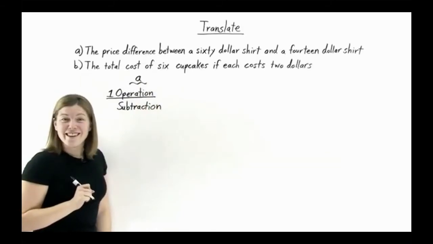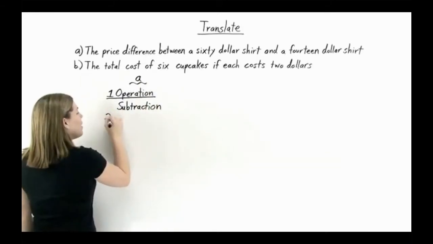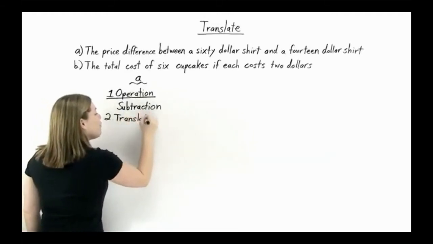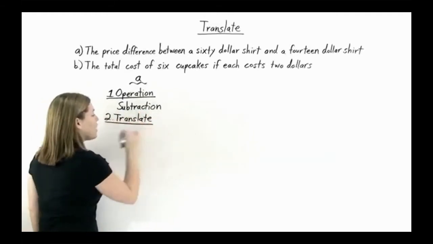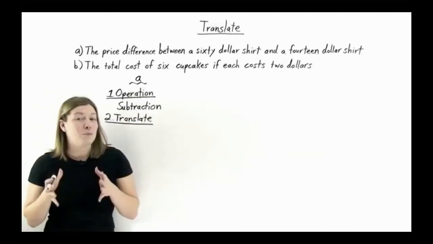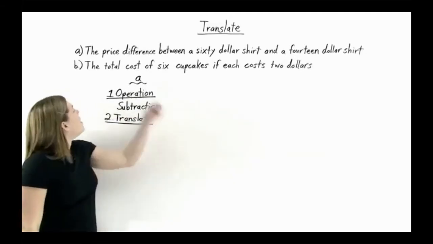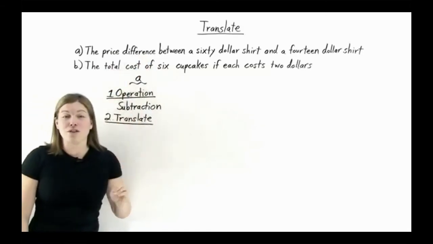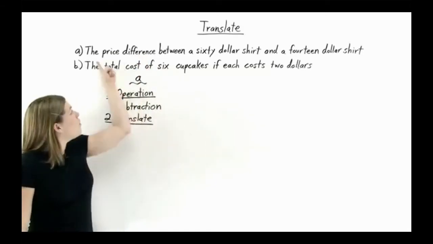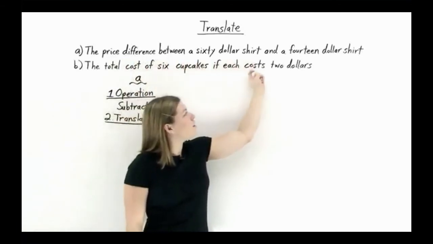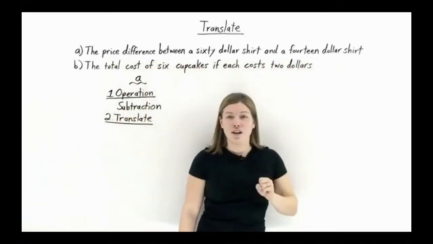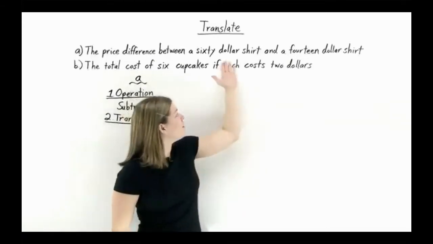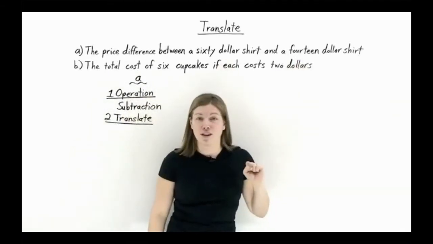Great. Now we know the operation that we're dealing with, so it's time to take a closer look at our phrase and see if we can translate it into a numerical expression. So let's do this piece by piece. We have the price difference. There we know that we're going to be using subtraction. So we want the price difference between a $60 shirt and a $14 shirt. So we're performing a subtraction between shirts, a $60 shirt and a $14 shirt.